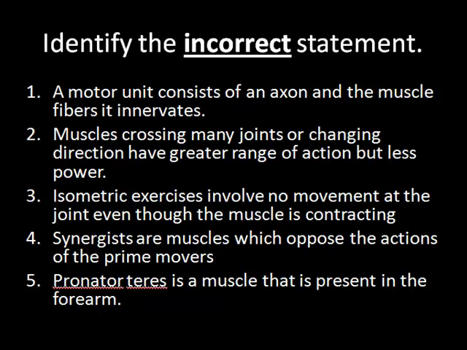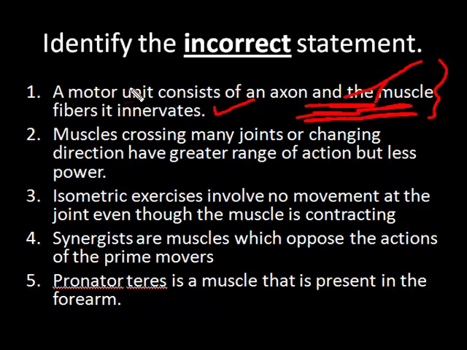Now let's look at this one where it says you need to identify the incorrect statement. And the first statement is, a motor unit consists of an axon and the muscle fibers it innervates. Now this is a true statement because a motor unit does consist of an axon and the individual muscle fibers that it innervates. It may innervate 5 fibers, it may innervate 10 or even more. So that number doesn't matter. But all the fibers which are innervated by a single axon constitute one motor unit.